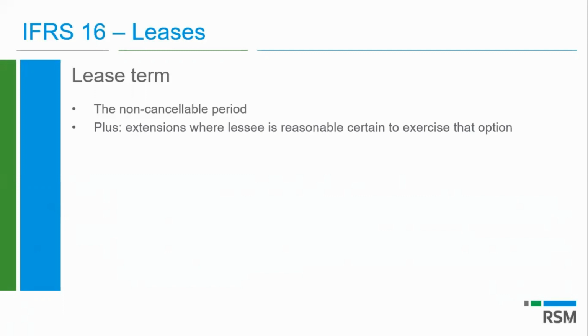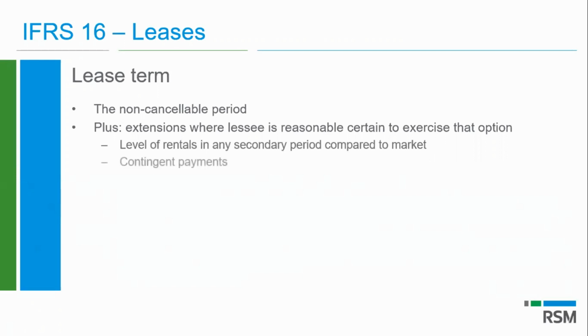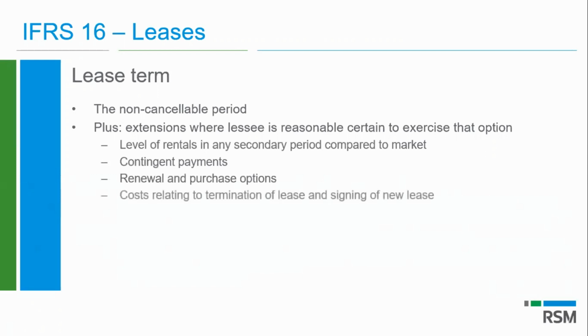There are certain factors that we need to consider in determining whether or not it's reasonably certain. We can't just say, oh no, we're not going to extend our lease term. It's not that simple. There are certain indicators and considerations to take into account, such as the level of rentals in a secondary period compared to what you would pay in the market, any contingent payments that you might have to pay, or any renewal or purchase options of the assets, the cost of terminating the lease and signing a new lease, the nature of the assets, and the location of the assets.